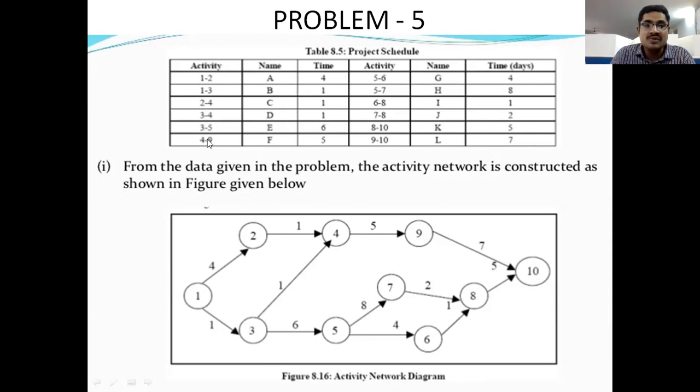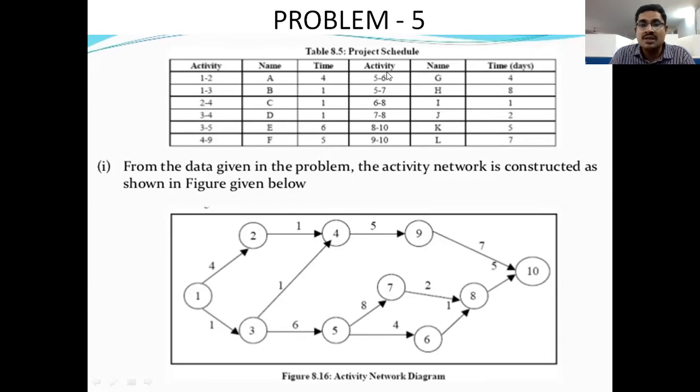Next we need to draw 4 to 9 activity having 5 hours. Here we have node 4, and we draw a circle and put the 9 mark. So 4 to 9, having 5 hours. Just mention 5 on the arrow. So this is the 4 to 9 activity having 5 hours. So we have completed up to here.